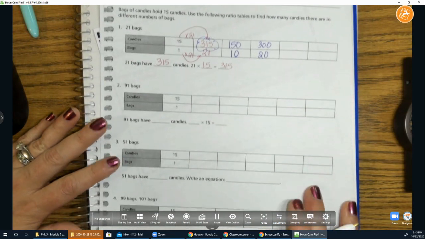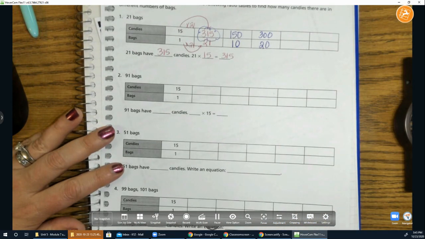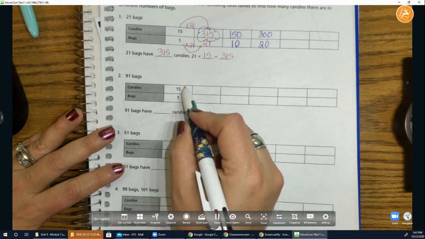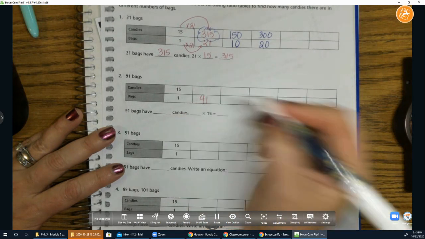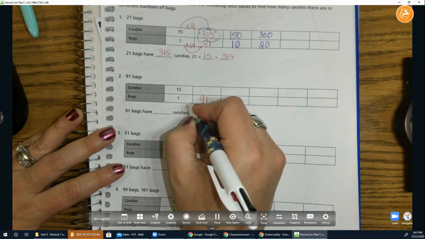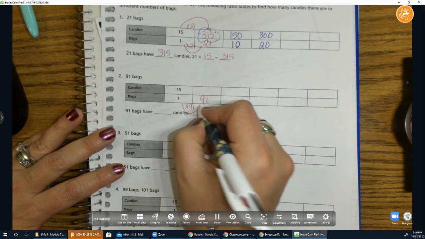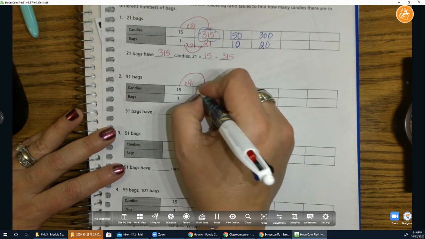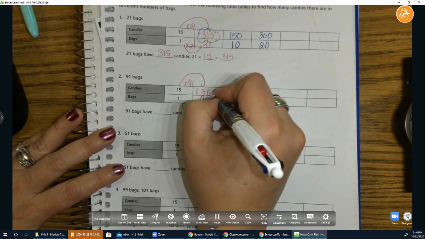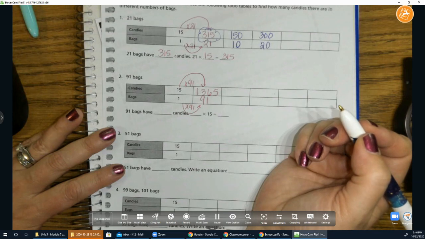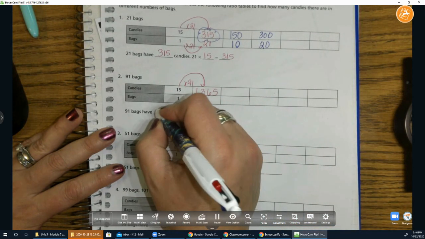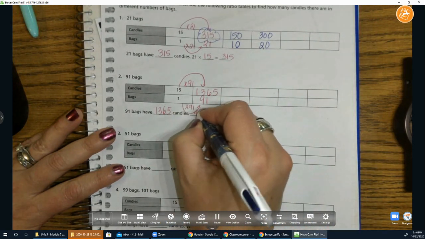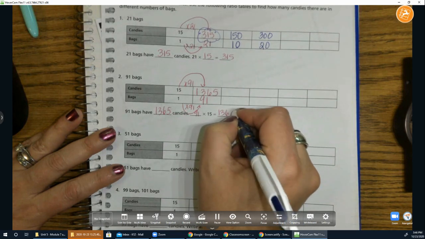Okay, let's look at our next one. We need 91 bags. I know one bag is 15. Lots of people did it this way, which is perfect. Multiply 1 by 91 to give me 91, so multiply 15 by 91, and I get 1,365. So 91 bags have 1,365 candies, which is 91 times 15.